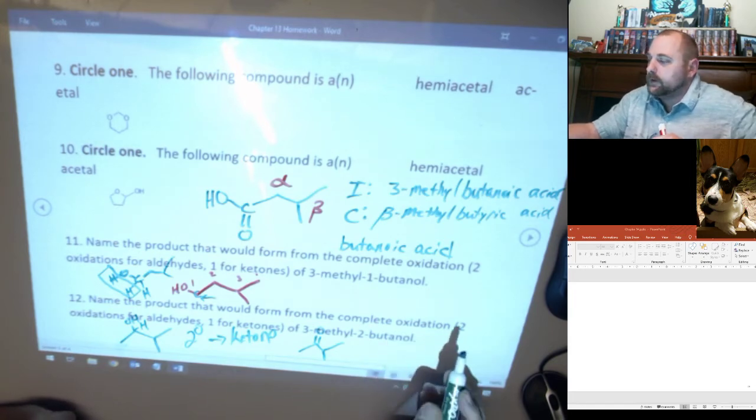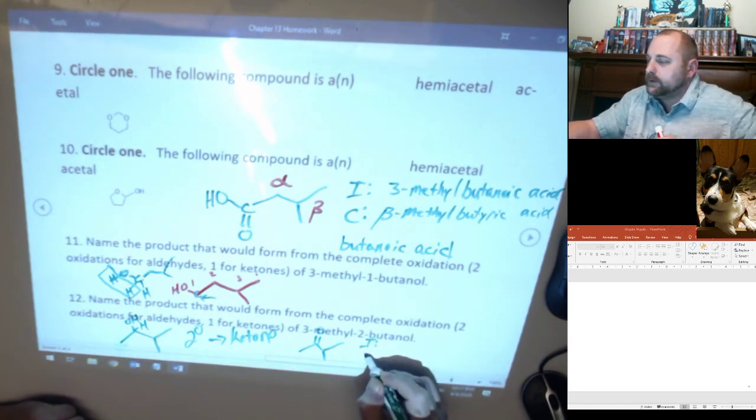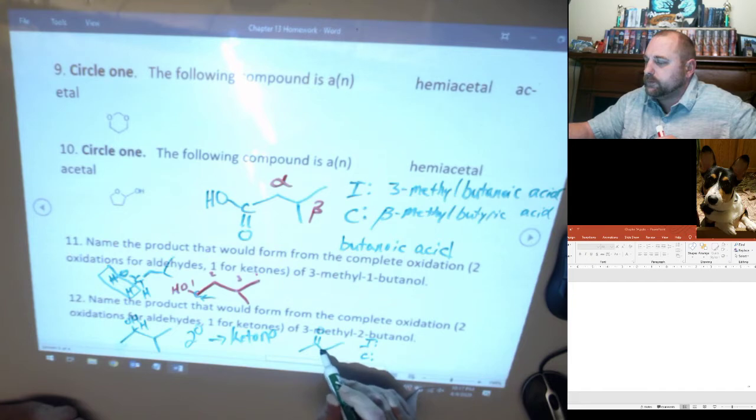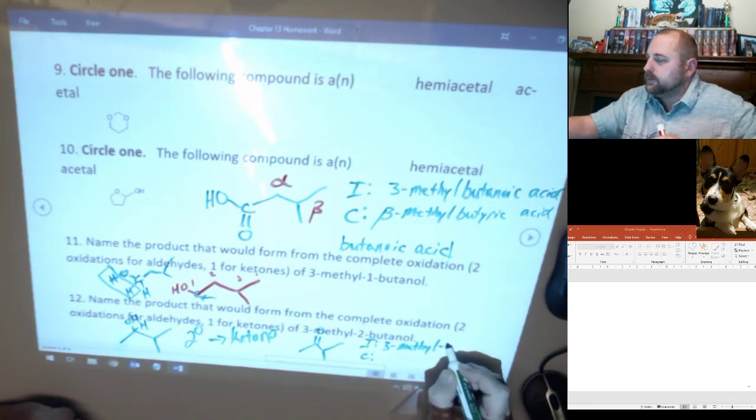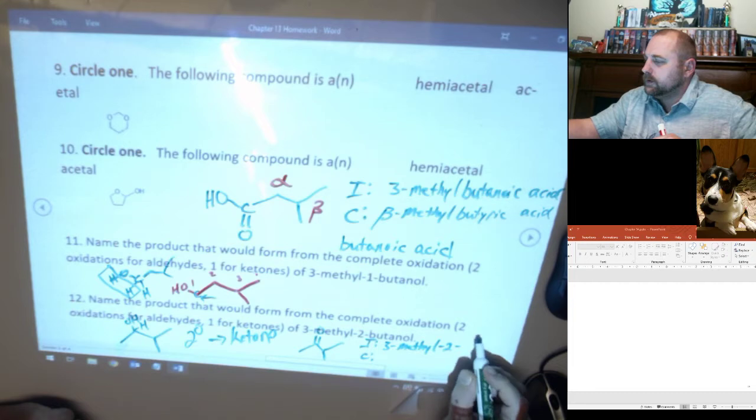So, oh man, IUPAC and common, huh? Alright, so IUPAC: 1, 2, 3, 4. I got a methyl at 3, so this is 3-methyl-2-butanone.